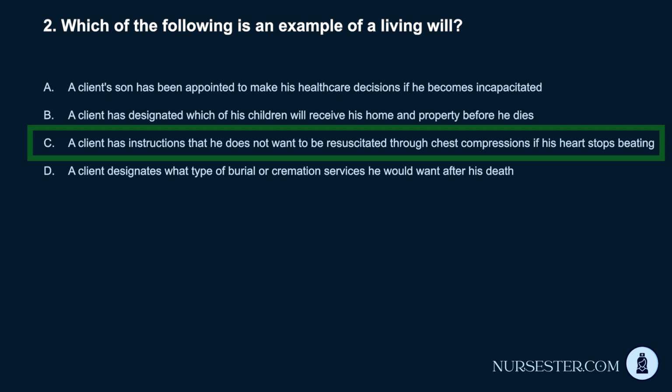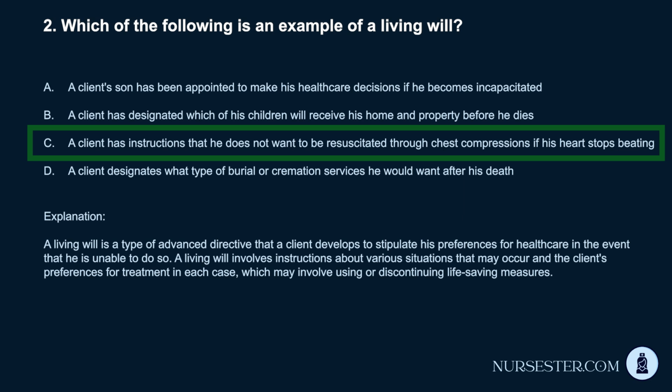Correct answer: C. A client has instructions that he does not want to be resuscitated through chest compressions if his heart stops beating. A living will is a type of advance directive that a client develops to stipulate his preferences for healthcare in the event that he is unable to do so. A living will involves instructions about various situations that may occur and the client's preferences for treatment in each case, which may involve using or discontinuing life-saving measures.